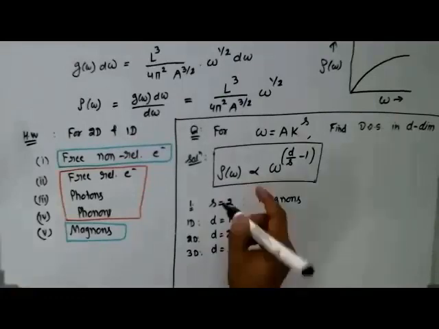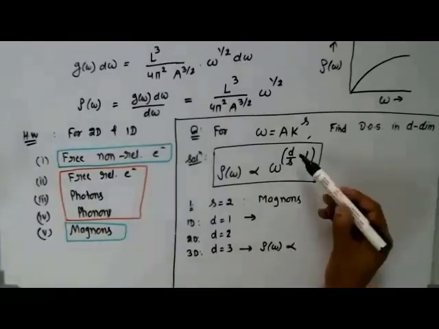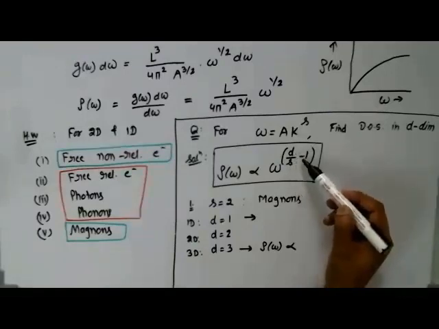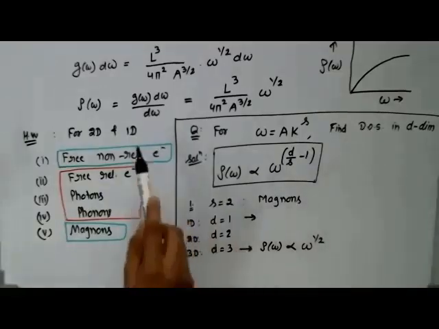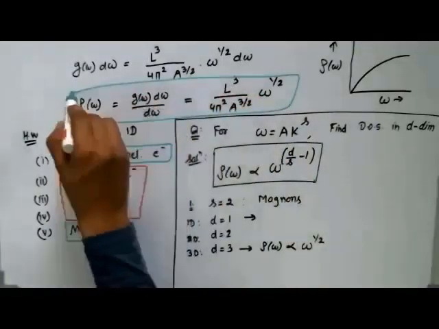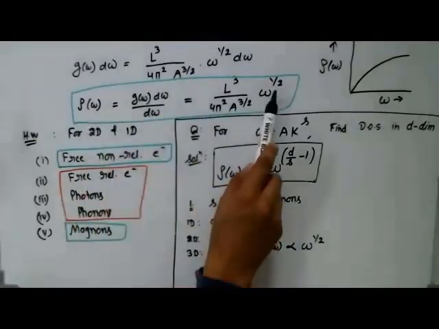And you can see now from this equation, in one dimension, or maybe I can solve first for the 3 dimension, because we have already solved that. So you can see that for 3 dimension, what does it become? Look here. d becomes 3, s becomes 2. So 3 by 2 minus 1 becomes 1 by 2. So you can see it becomes omega to the power 1 by 2. And we proved this here. Now look at this equation, I had proved the 3D case some time ago, that rho omega is proportional to omega to the power half.